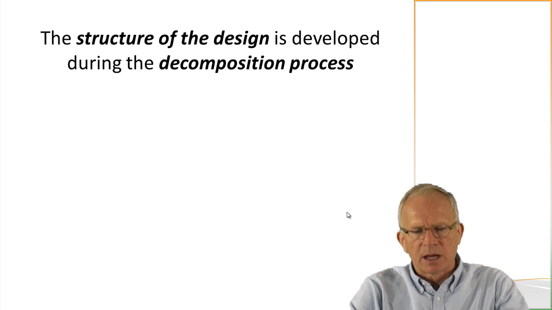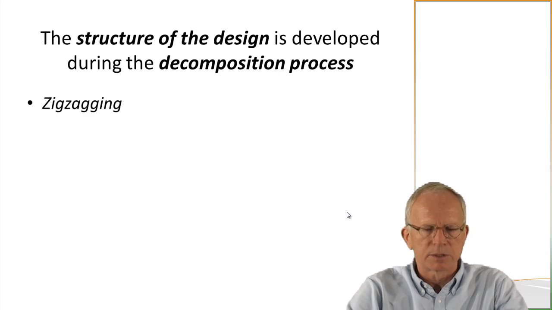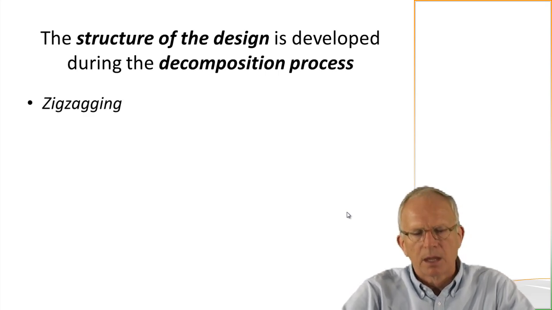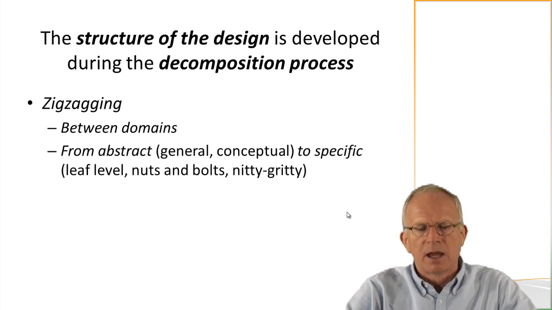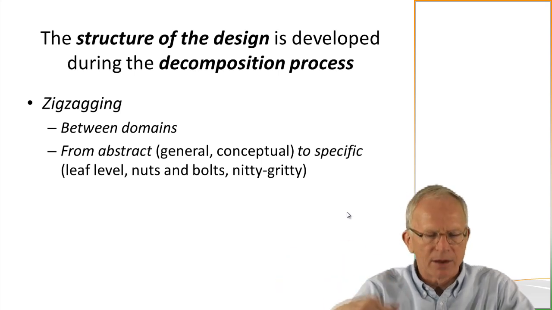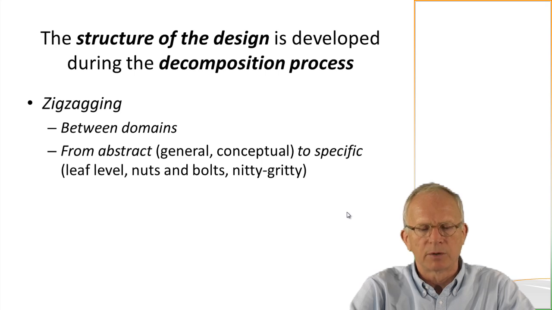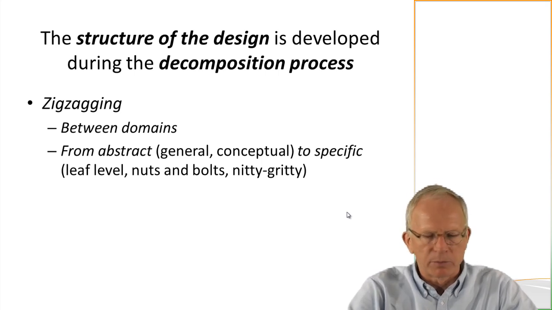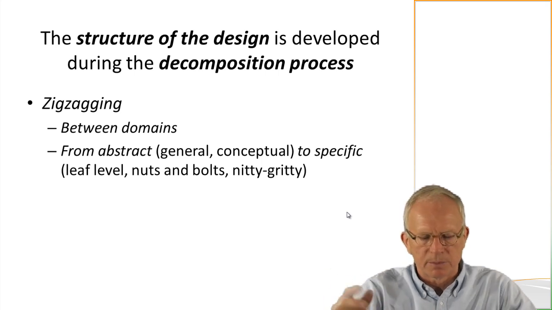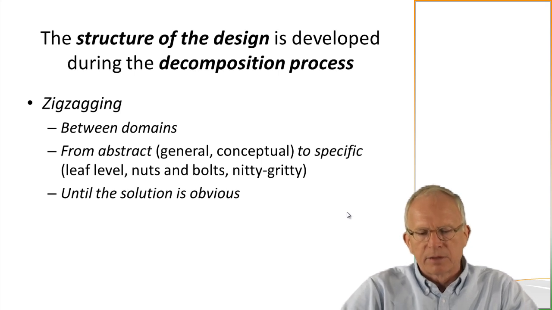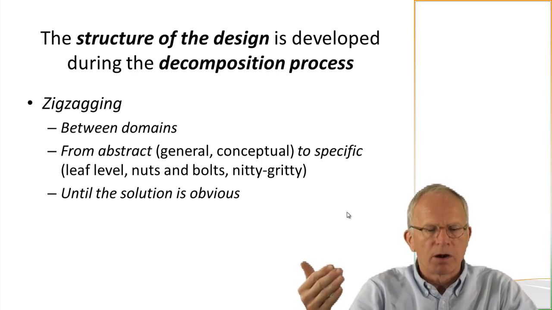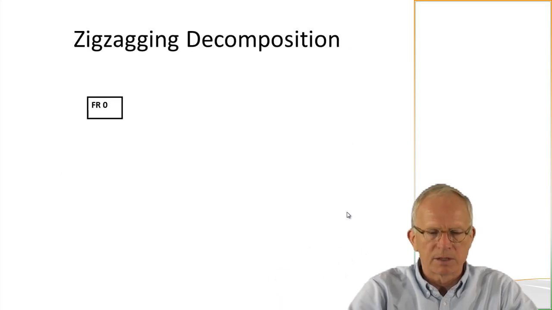So the structure of the design is developed during the decomposition process, the specific details of the structure. The process is one of zigzagging, going between the domains, from functional to physical, and then down the abstraction ladder from general or conceptual to the bottom level, which we call the leaf level, the nuts and bolts, and some people call it the nitty-gritty part of the design. And how do we know when we've decomposed far enough? Then the solution becomes obvious.